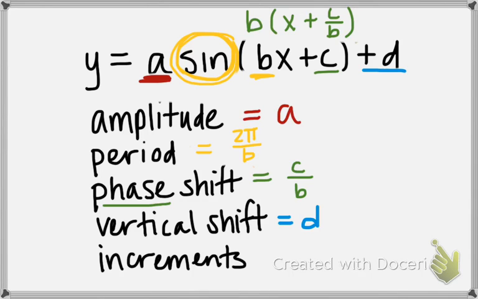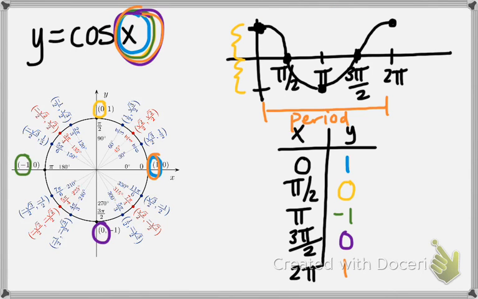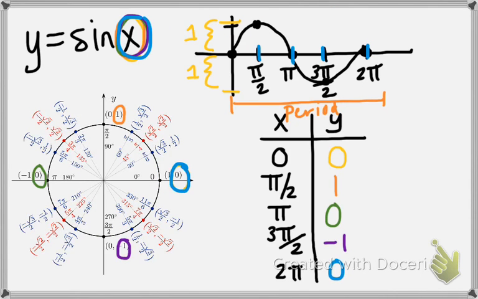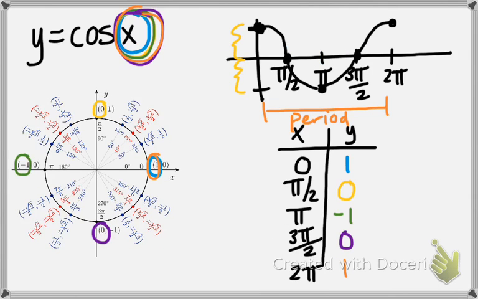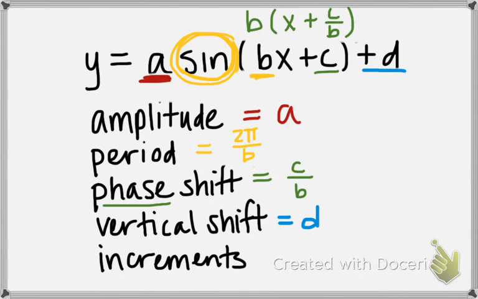And finally, we talked about the increments in our previous graphs. And the best way to get those increments to put on your x-axis is to take your period and divide it by 4. That's going to be the best way to label your x-axis so that it's not too tricky working with your fractions.